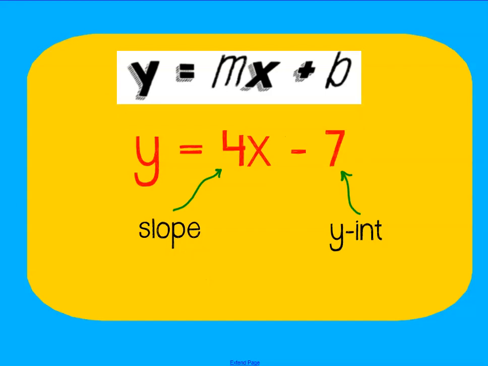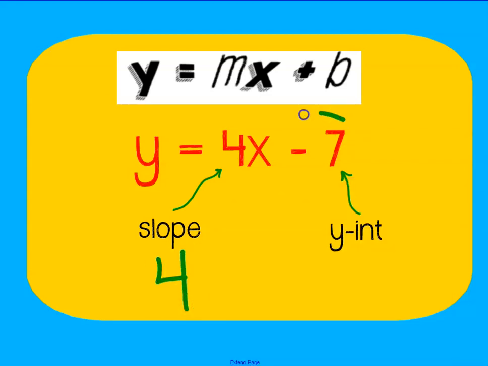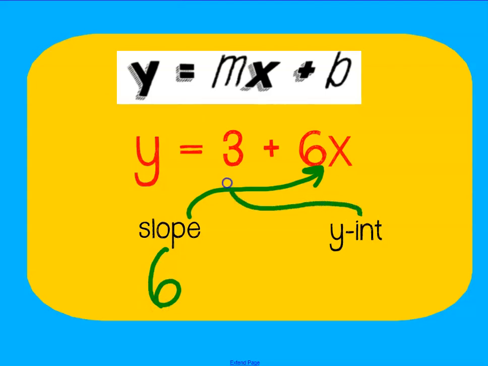Again, the coefficient of x is the slope, so the slope in this problem is 4, and the y-intercept in this problem, be careful, is negative 7. All right, last one. I'm trying to trick you here. Do you think you know the answers? Remember, the slope is the coefficient of x. Wherever x goes, the slope goes. So the slope is actually 6. And the y-intercept is the constant, or the number all by itself. So this time, the y-intercept is 3.